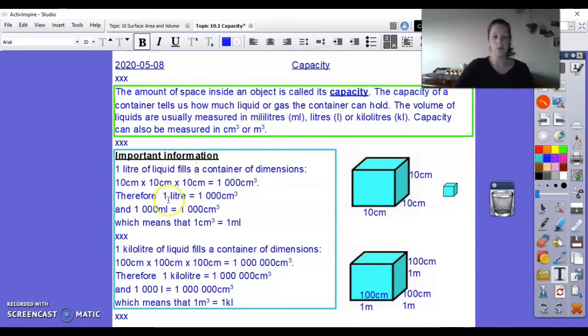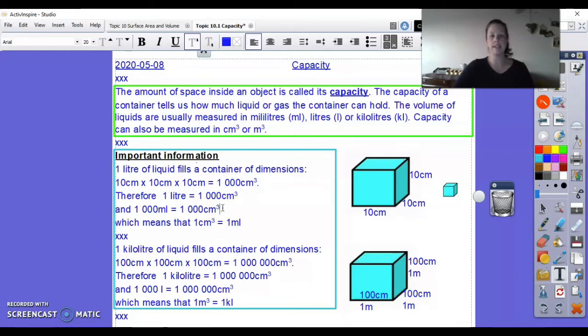So therefore, 1 liter is equal to 1,000 centimeters cubed, because we know that 1 liter can fill that box or that cube with those dimensions. So therefore, 1 liter, we know from converting to milliliters, gives us 1,000 milliliters. So therefore, 1,000 milliliters is also equal to 1,000 centimeters cubed.